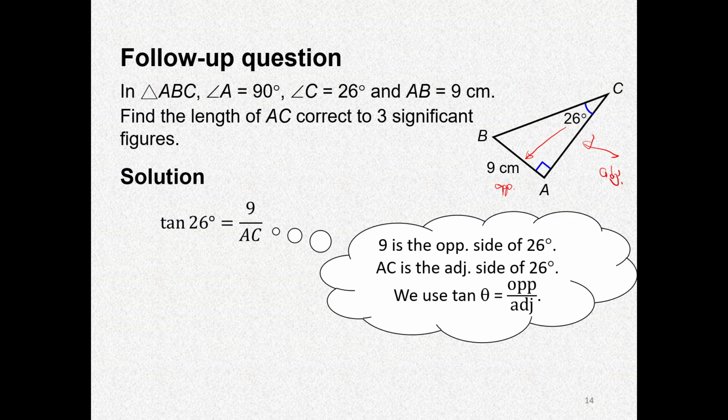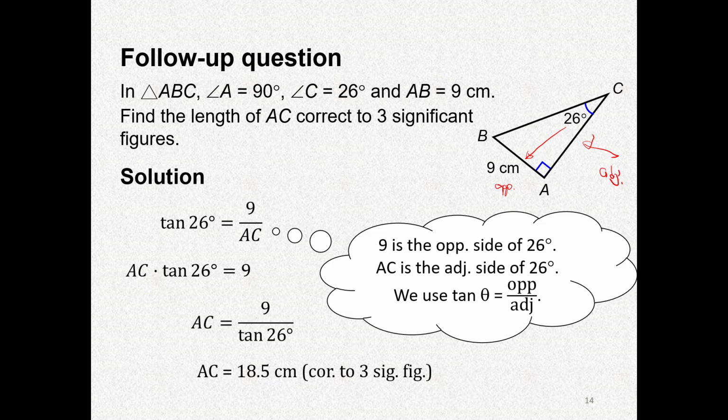And then to make the AC the subject, we move it to the left-hand side, and then we remove the tangent 26 degree, and then we can press the calculator to find out the final answer. Okay, AC will be 18.5 cm, correct to 3 significant figures. So today we have our first part using our calculator to find out the values of the trigonometric ratios, and then the second part we look at the figures, and then we can find out the unknown lengths. So now let's do the practice.